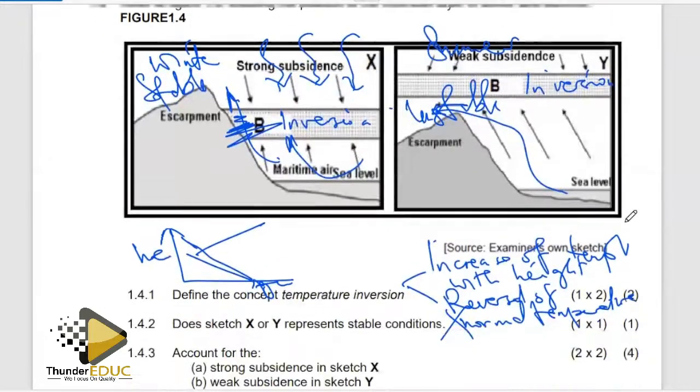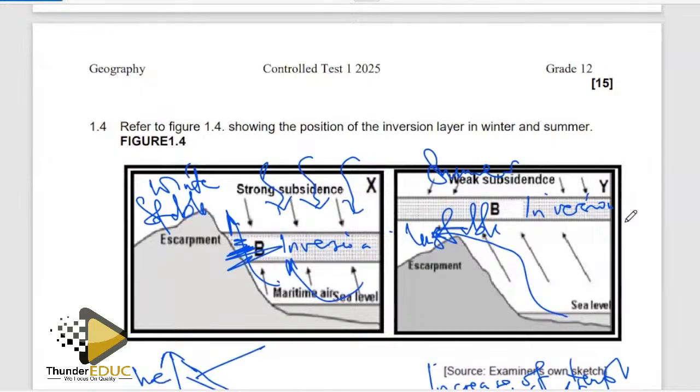Then weak subsidence in Y, it's summer conditions, the temperatures are high. So the air is less dense and it cannot effectively sink down because of its density. The difference there is caused by temperature. If it's winter conditions, the air is cool and it's denser. It tends to sink. But if it's summer, the air is warmer, is less dense. It does not have a tendency of subsiding. It's weak subsidence because of higher temperatures.